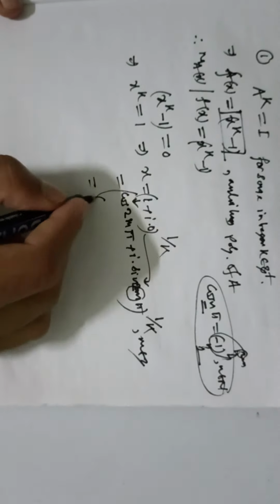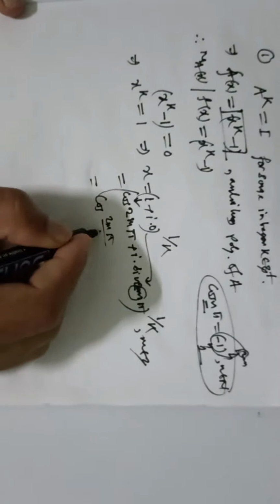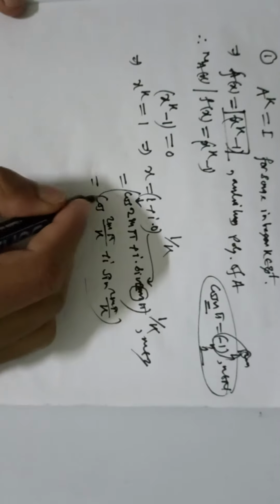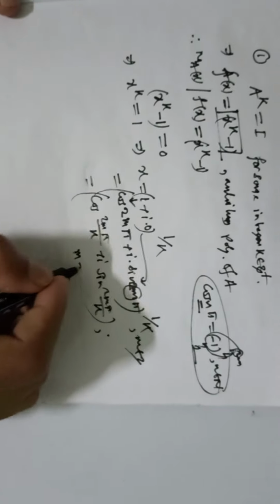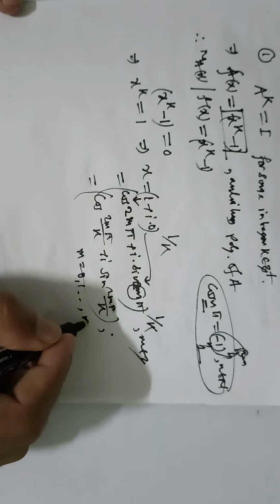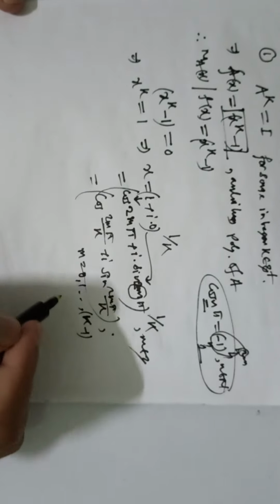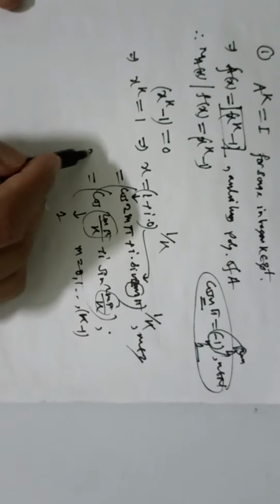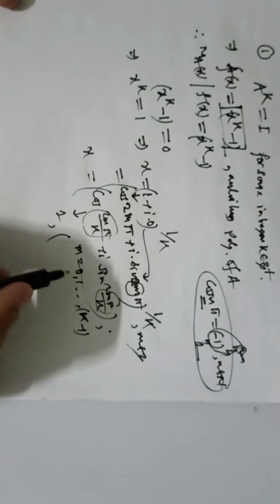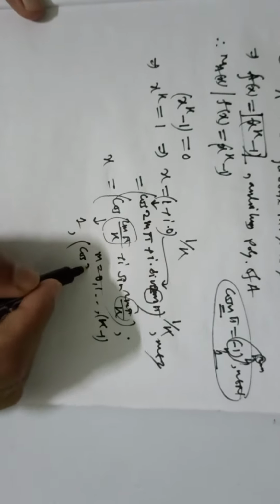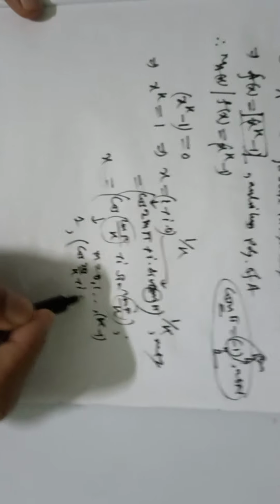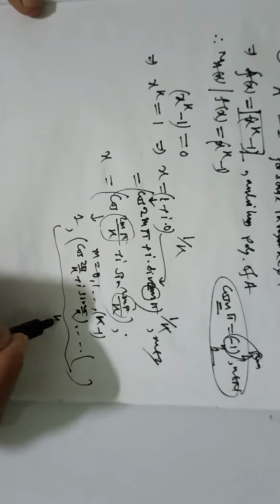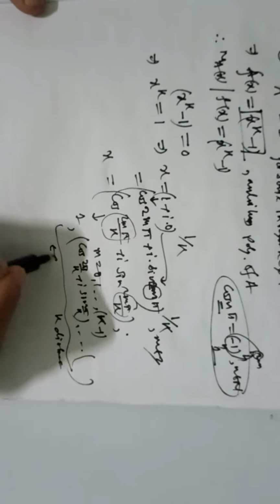See, you can write like this by De Moivre's theorem: cos 2m pi by K plus i sin 2m pi by K. Now m varies from 0, 1, up to K minus 1, so there are K values. If you put m equal to 0, you get cos 0 is 1 and sin 0 is 0, so it gives 1, so one root will be 1. And if you put m equal to 1, you get cos 2 pi by K plus i sin 2 pi by K. Similarly you get K distinct roots, and all are members of C.